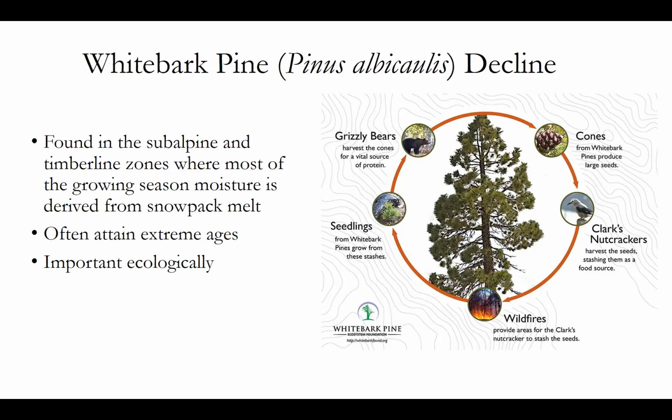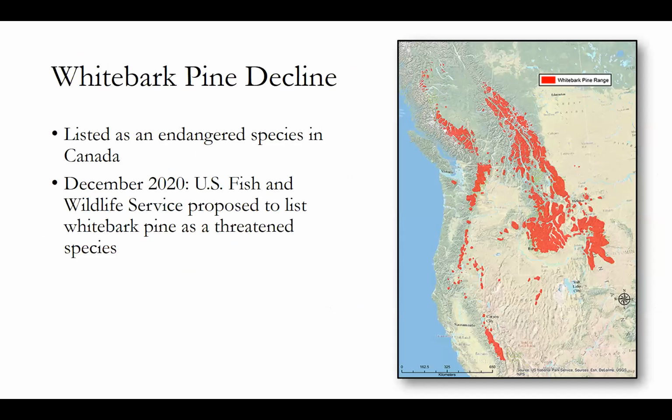White bark pine is ecologically important. A good example of that is the loss of Clark's nutcracker populations may have negative consequences for other pine species as well, because there are seeds that are dispersed only by the Clark's nutcrackers. White bark pine has been listed as an endangered species in Canada and was proposed in 2020 to be listed as a threatened species in the US.